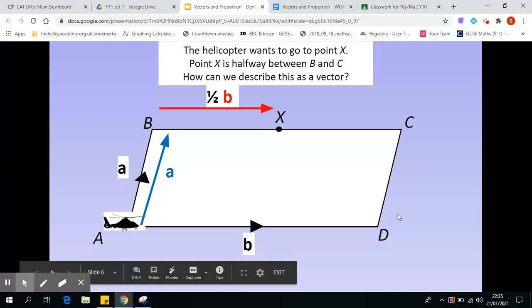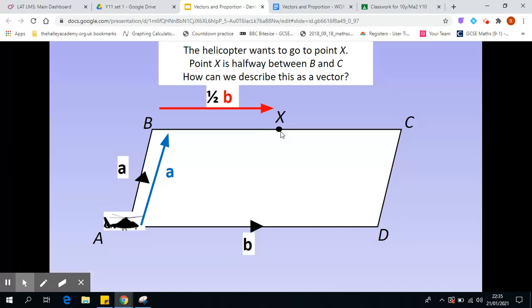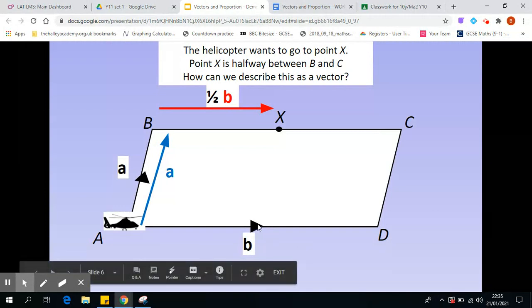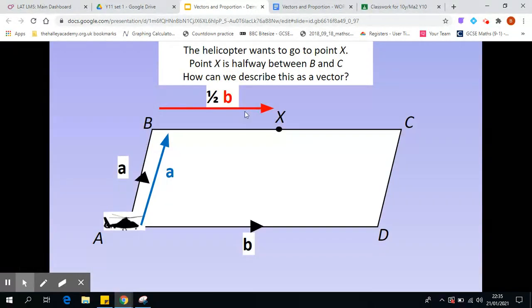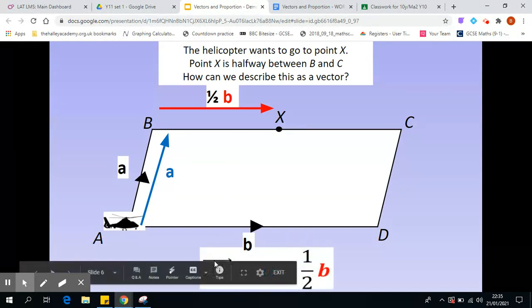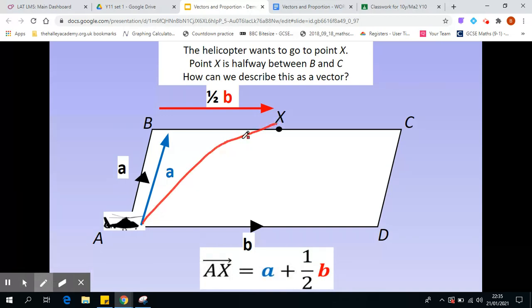Notice that the AD is parallel and equal to BC. If AD is vector B, then BC is also vector B. Half of vector B is B over 2 or half B. So the resultant equivalent vector from A to C would be A plus half B.